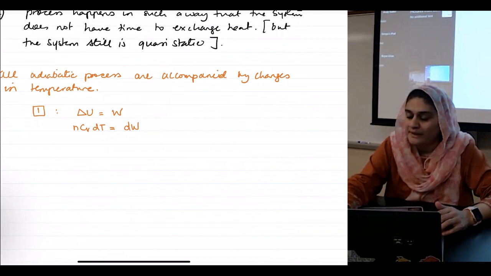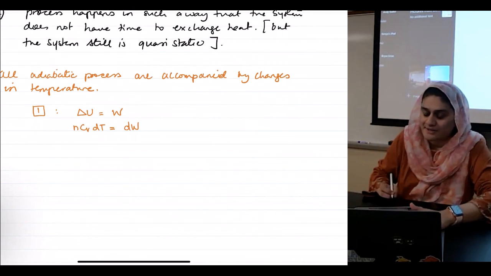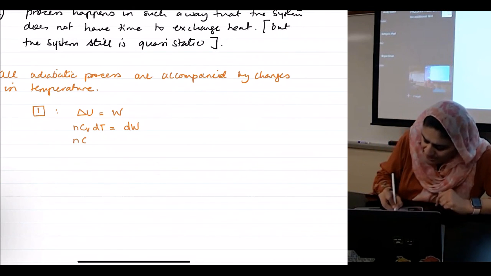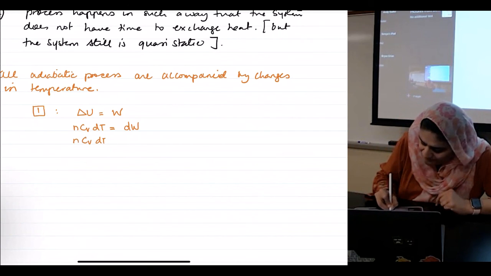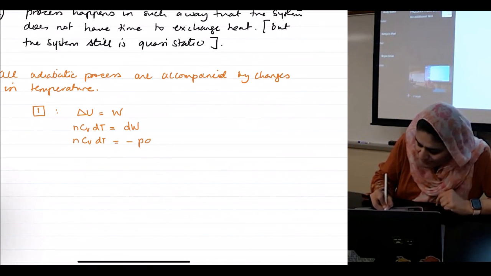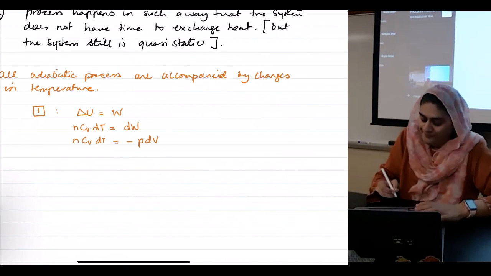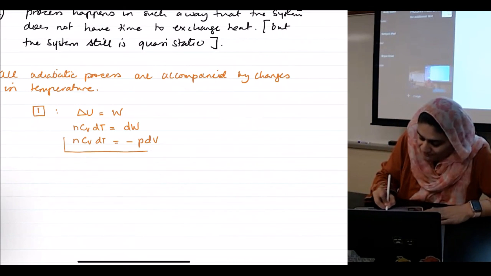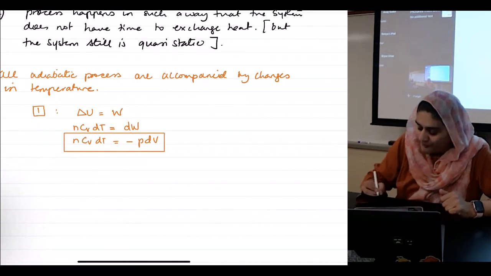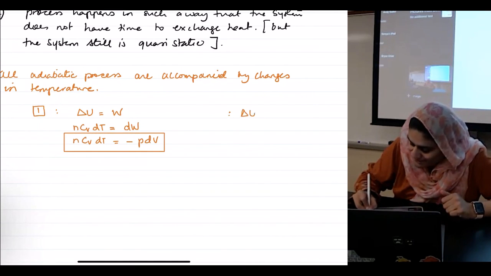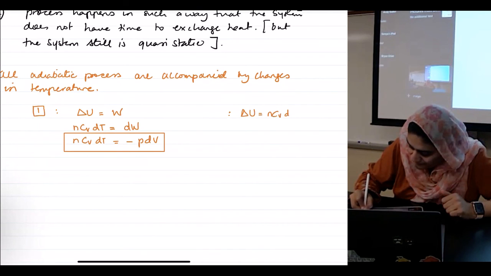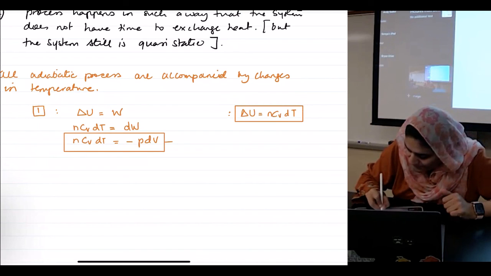Or may I also write this as nCv dT equals negative P dV? Okay, I want you to box this and remember it. I also want you to box this and remember that. Call this equation 2, equation 3.